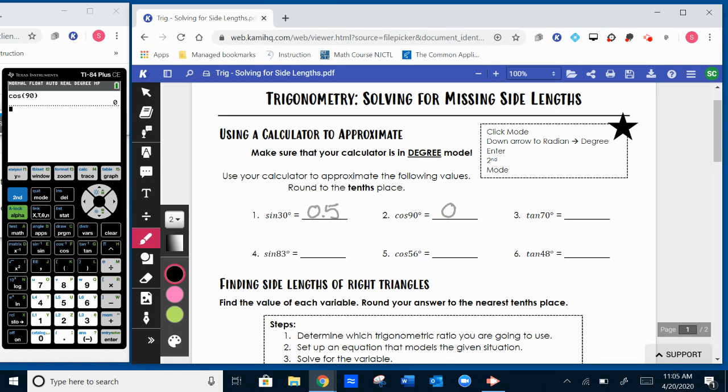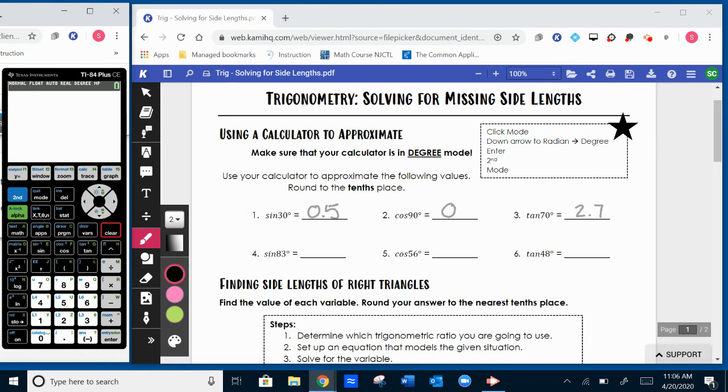And then the last one, we're doing the same thing. Tangent of 70 degrees, I go to tan 70, close my parenthesis, and enter. And this one, I get a nice long decimal after, but we're just going to the tenths place, so I'm going to round that to 2.7. And then you can go ahead and plug in the next 3 problems.